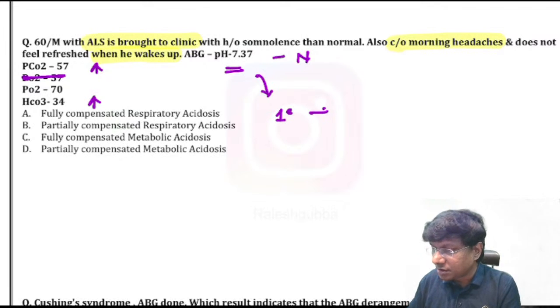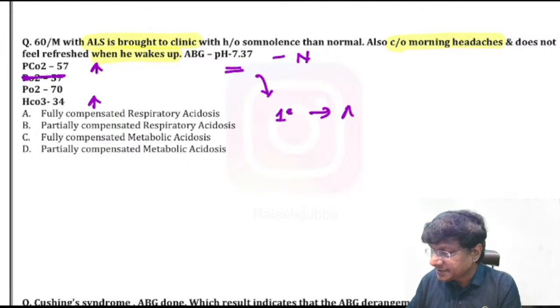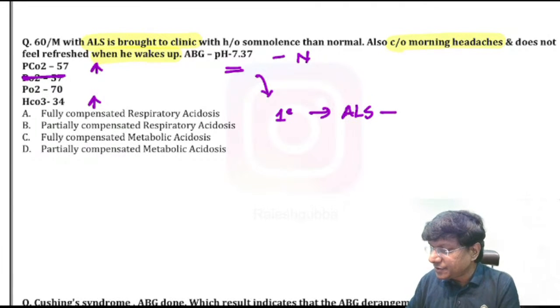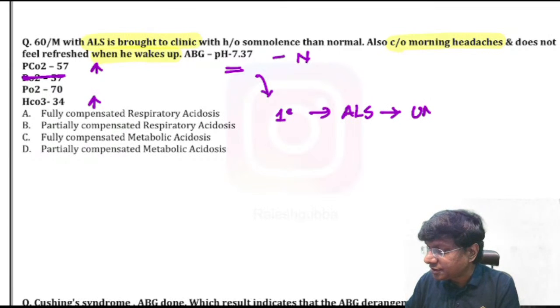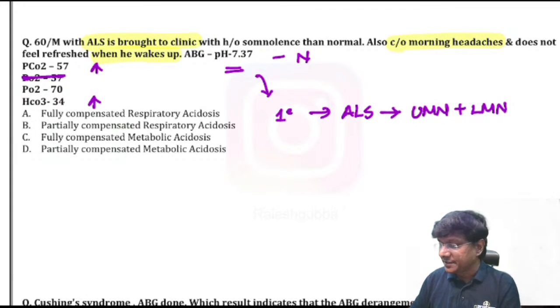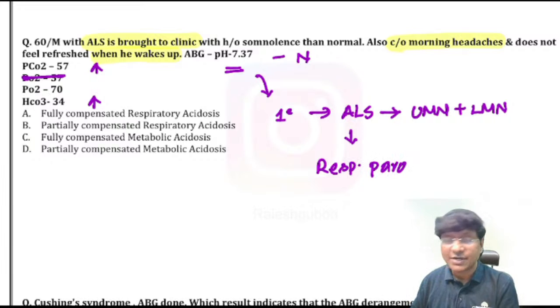That is based on the disease the patient is having. What is the patient having? The patient is having amyotrophic lateral sclerosis. In amyotrophic lateral sclerosis, there is involvement of both the upper motor neuron and the lower motor neuron. And the cause of death in patients with amyotrophic lateral sclerosis is respiratory paralysis.